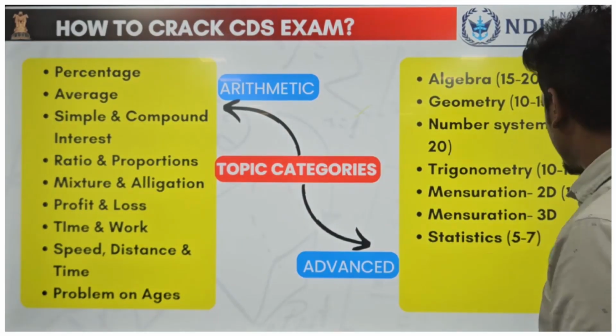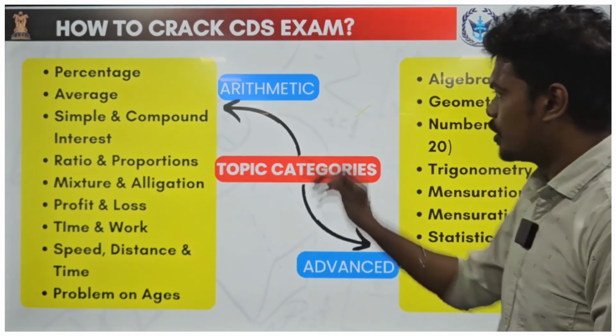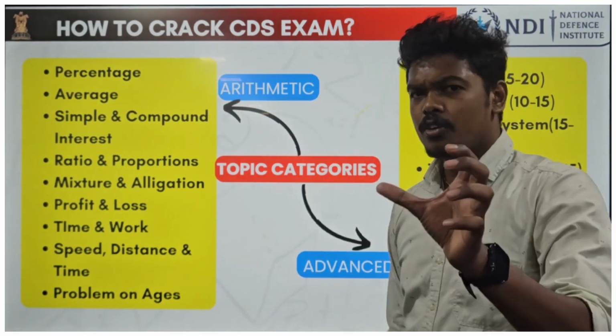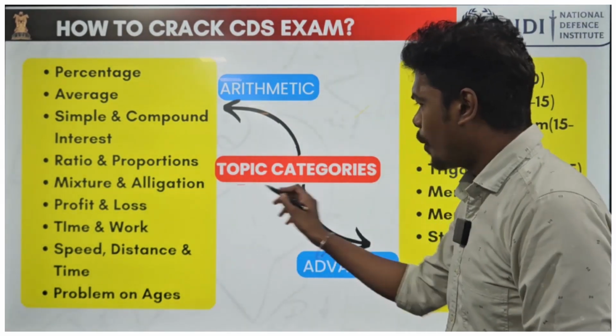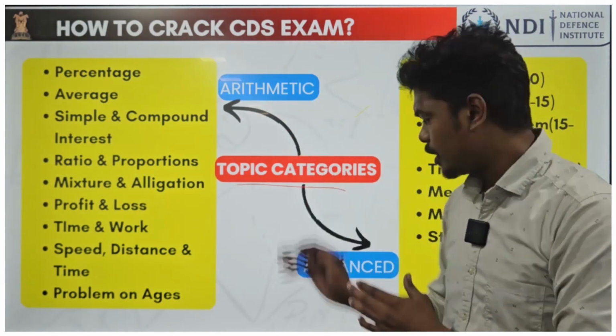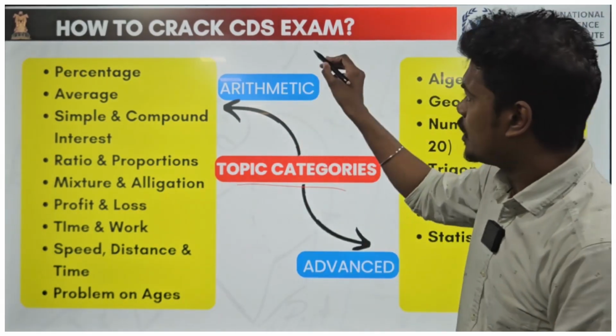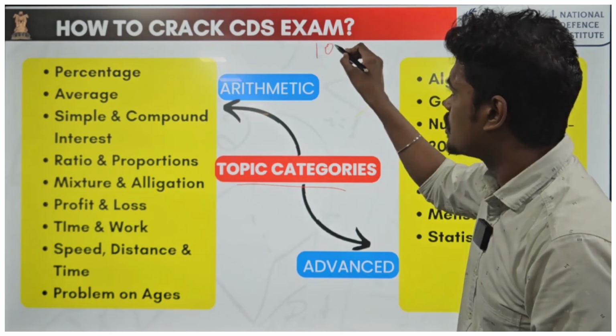This is a basic split-up of the whole syllabus. You take a look at it. For CDS Maths, the topic categories are of two types: one is arithmetic and another one is advanced.